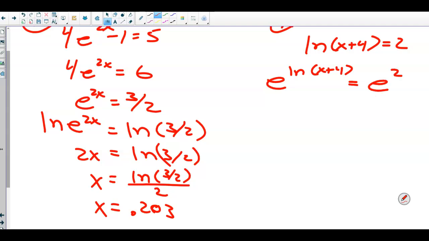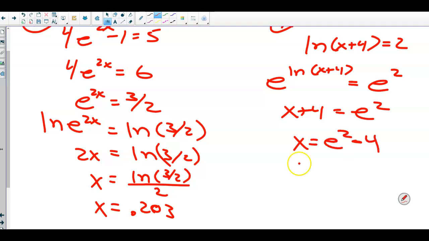We're taking both sides of the equation and making that number the exponent on E. When you do E raised to the ln of x plus 4, you just get the x plus 4 here. And then obviously here we have E squared. My answer is x equals E squared minus 4. So the answer to this is x equals 3.39.